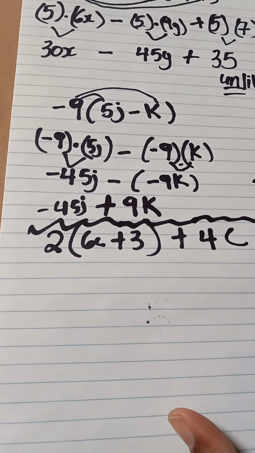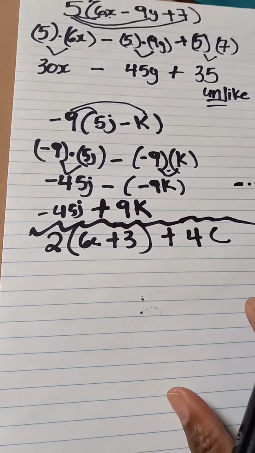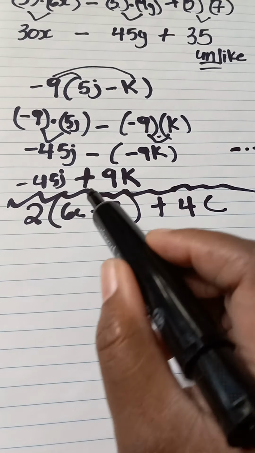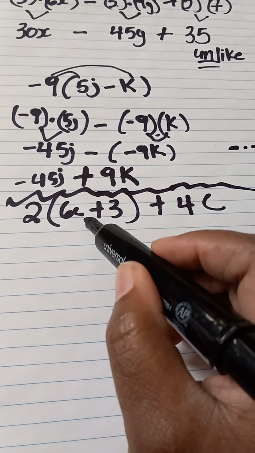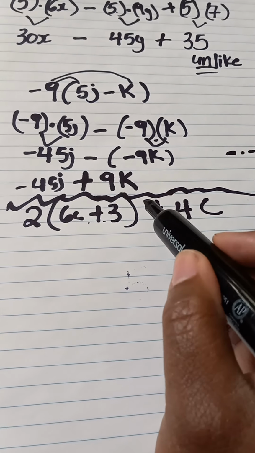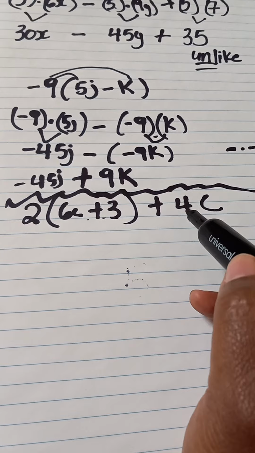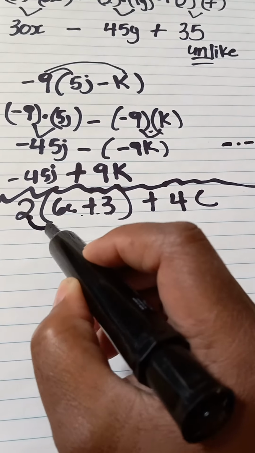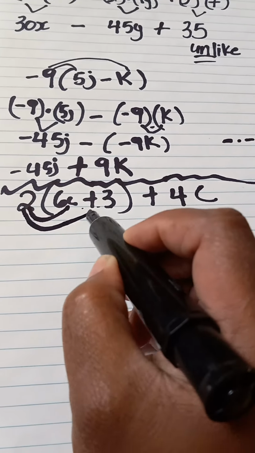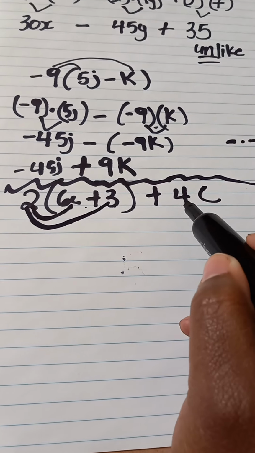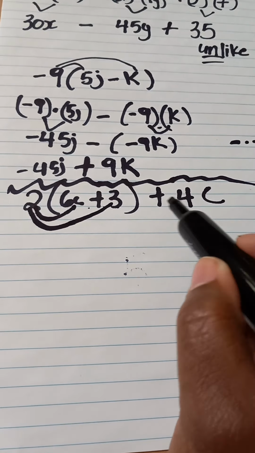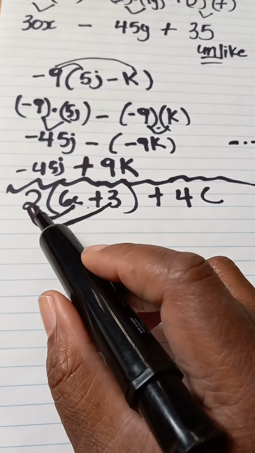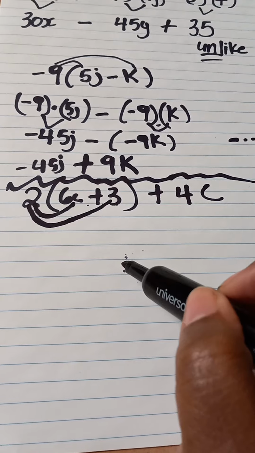Let's move on to the other problem. Here we have 2 multiplied by the group of 6c plus 3. Then over here we have plus 4c. Now your 2 is only going to be distributed to your 6c and your 3, not your 4c. Your 4c is not in the parentheses, so you cannot multiply the 2 by the 4c.